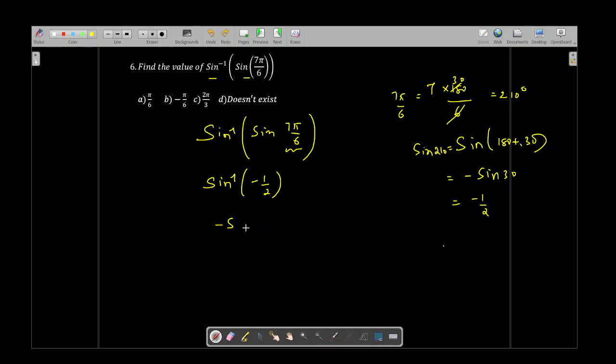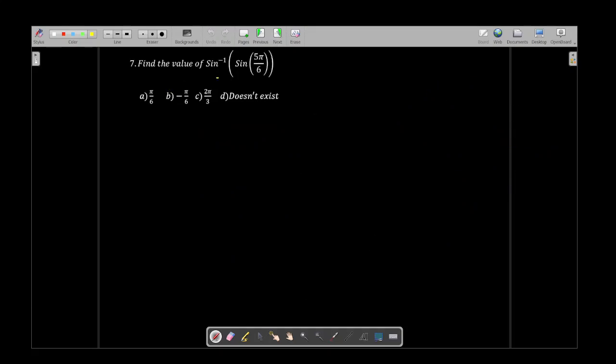So this is negative sine inverse of x. Sine inverse of half is pi by 6. So minus sine inverse of minus half is minus pi by 6. Option B. Now we'll solve this problem.